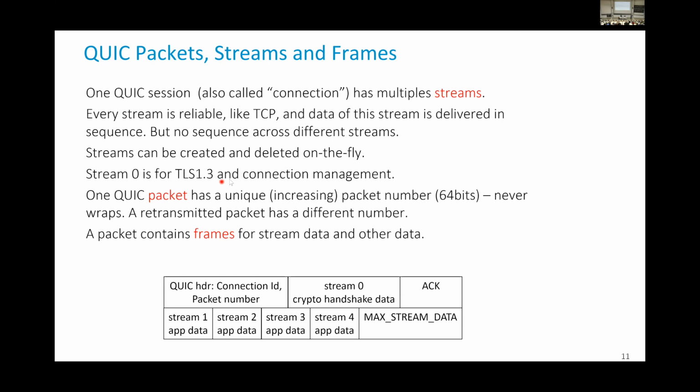For example, the sequence number is inside the streams, but in TCP, the sequence number is used for two things at a time. It's used for giving in-order delivery of data. So in order to deliver the data in a given order, you need to know which piece of data is where. That's what the sequence number is for. But it's also used as an identification of which packet is lost and needs to be retransmitted. Here, every QUIC packet has a unique packet number that has nothing to do with the stream offsets. It never wraps because it's very large, 64 bits. And if you retransmit a packet, it's a different number.